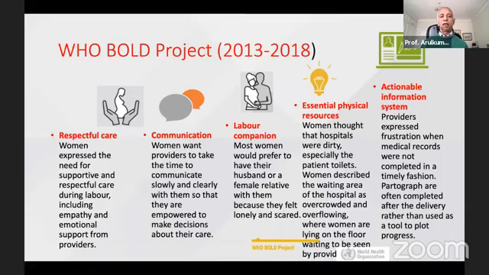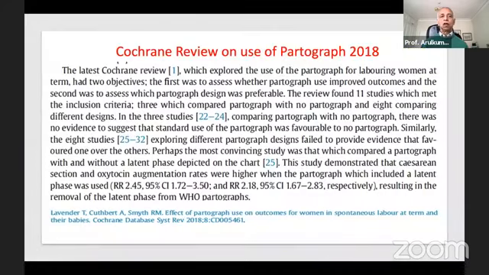So the labor companion has some tasks to do, not just standing there, and they should be educated before the mother goes into labor. Essential physical resources, including facilities for toiletry and so on, should be provided, because it was known that the poor outcome, especially with group B streptococcus sepsis, was due to poor hygiene. And to avoid overcrowding, how can we manage and so forth. So this was all put together.